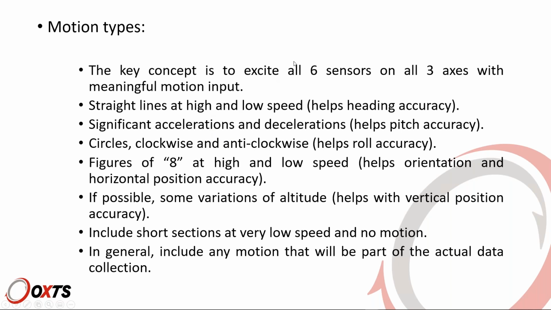Motion types, just to say what we mean when we say varied. Basically, the key point is to excite all sensors, 3 gyros and 3 accelerometers. Straight lines at low speed and high speed, that's for heading. Accelerations and decelerations, that's for pitch. Circles in both directions, that's for roll accuracy. Figures of 8 basically keep it all together, and help also position accuracy. And if you can, some variation of altitude.